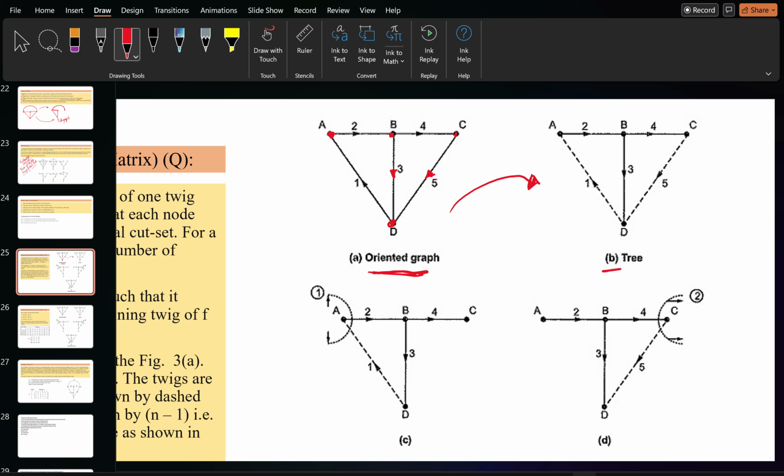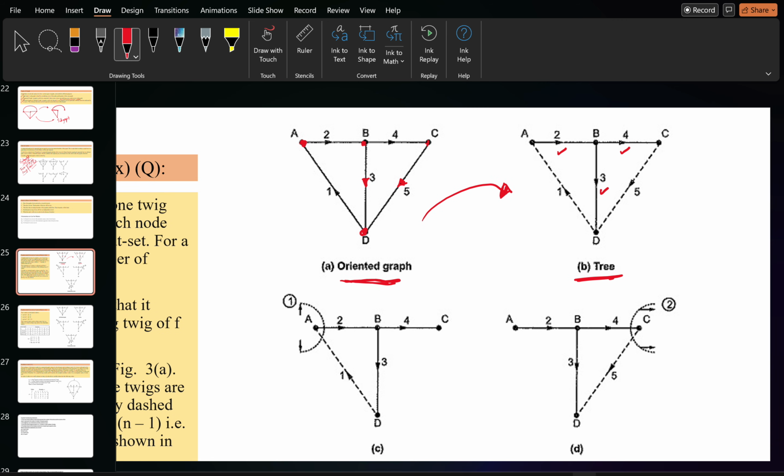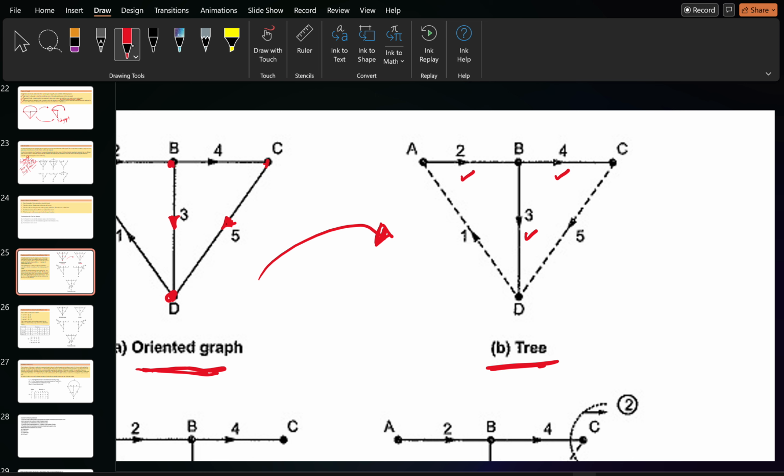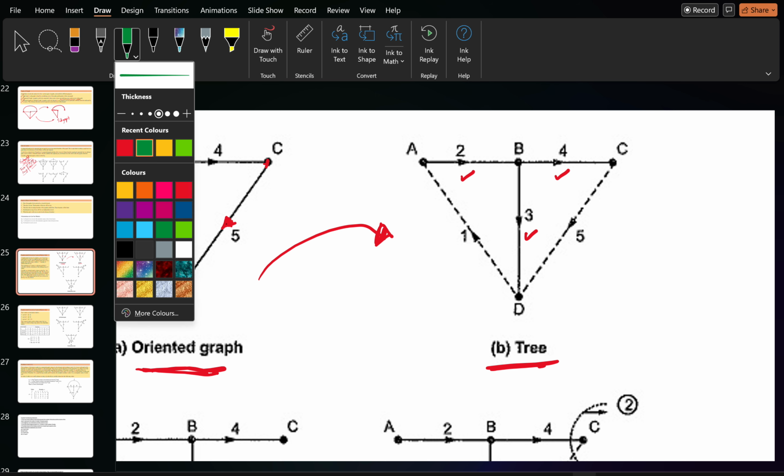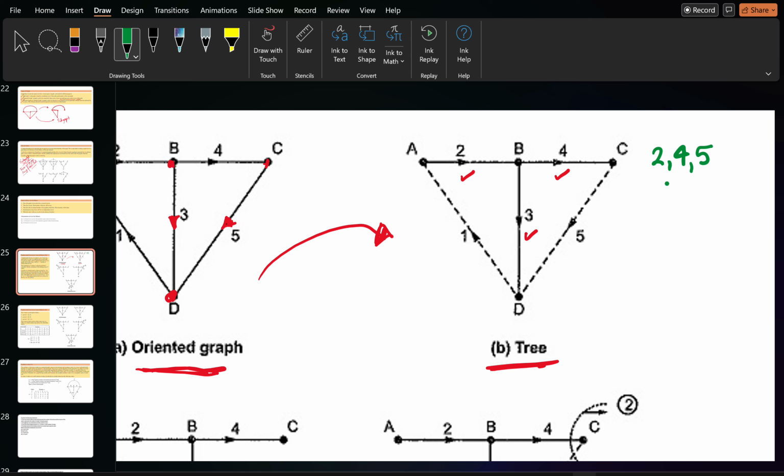Okay, suppose I have formed a tree like this, connecting the second branch, fourth branch, and the third branch. Okay, so here, what is a twig? Let me take another color. Here 2, 4, 5 is actually a twig because it is a part of the branches of a tree. What about the 1, 5? So it is actually a link. Getting my point?